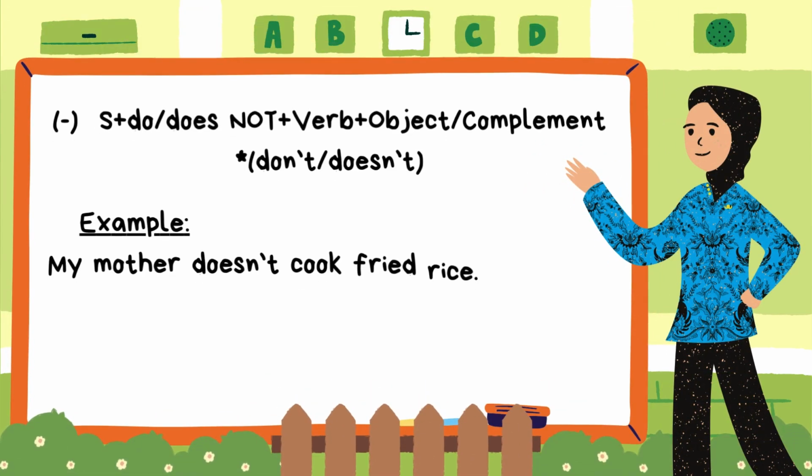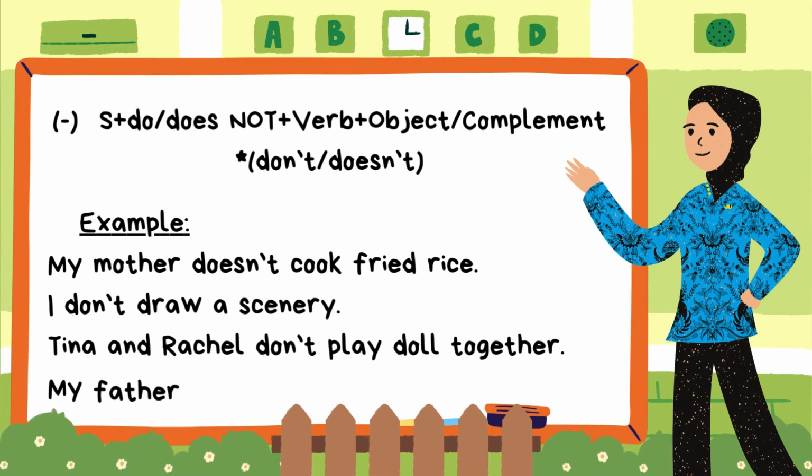After you learn about positive form in the present tense, next I will explain about negative form in the present tense. There is subject plus do or does not plus verb plus object or complement. In the negative form of present tense, we will change positive sentence into negative sentence. For the example, the first, my mother does not cook fried rice.